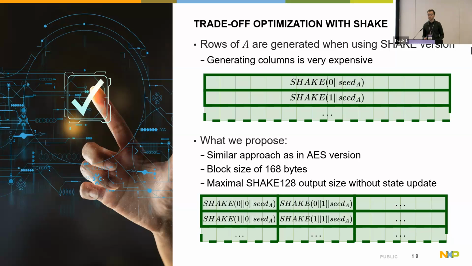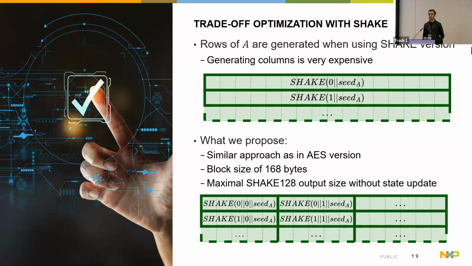One way to solve this would be to store a SHAKE state for every single row and then just squeeze out the next value to generate a column. But this is not feasible because a single SHAKE state is already at least 200 bytes large, and you cannot store n of these. So what we actually propose is a tweak to the specification, where our approach is now more similar to the AES version, where instead of generating a full row, we only generate a subset of this row.